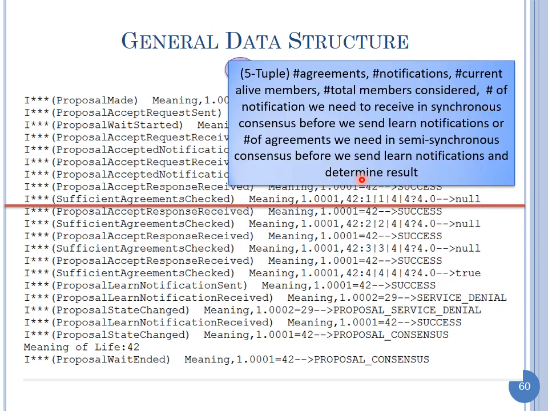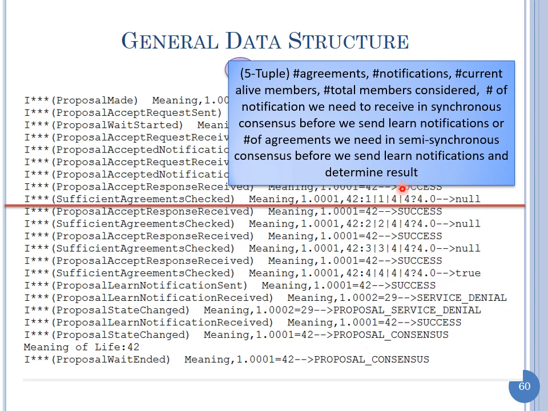So I said it's a 4-tuple. Actually, it's a 5-tuple. So there's 1, 2, 3, 4, and there's a fifth piece of information too after the question mark. The first item is the number of accepts, the agreements we've got. This is the number of notifications we received, and these two values determine the current members versus the total members. Since we are not really dealing with this issue, we see these are always the same values.